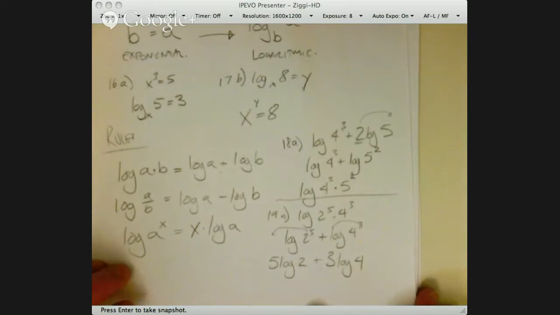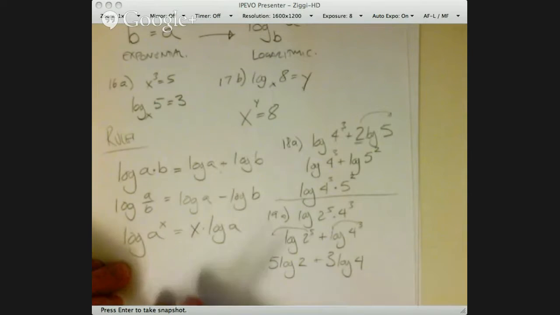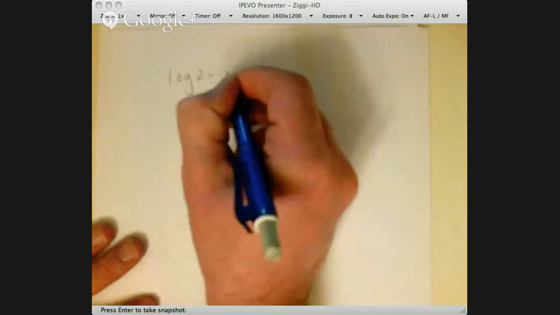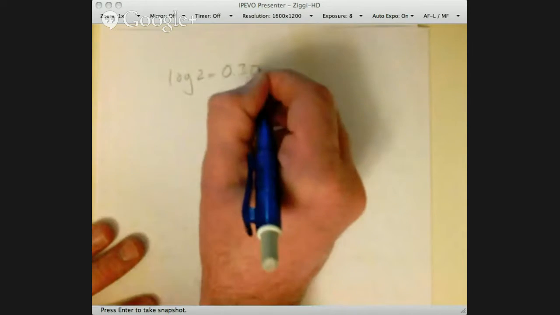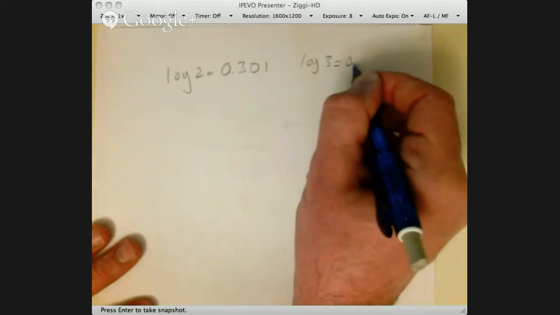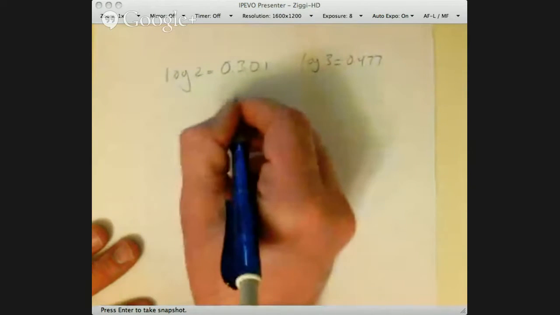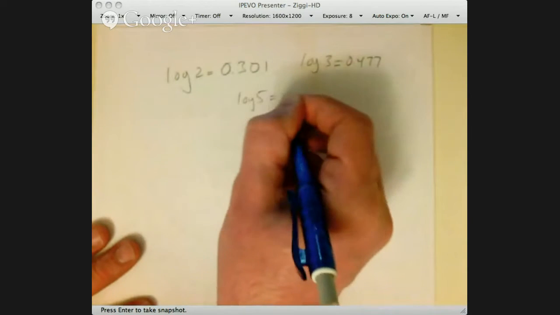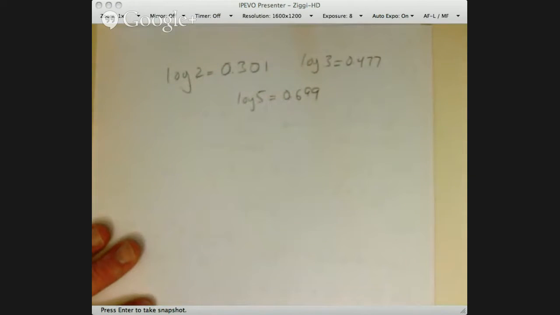Now we're going to move on to problem 20, which uses the same general idea, but has us look for patterns with the numbers we have here. So right now they tell you that log of 2 is equal to 0.301. They tell you that log of 3 is equal to 0.477, and they tell you that log of 5 is equal to 0.699.